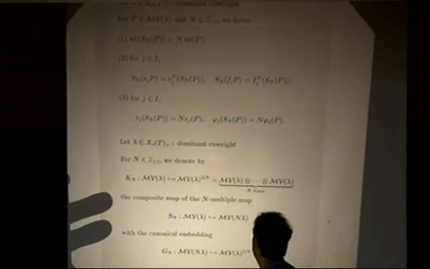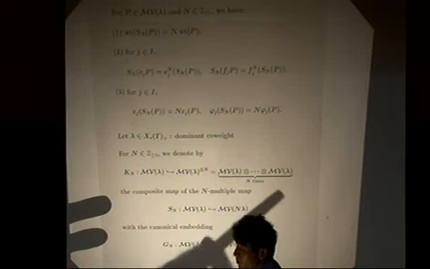Now let us introduce the following notation. Let lambda be a dominant co-weight, and for a positive integer n, we denote by K_n a map from MV_lambda into MV_lambda times n, which is a tensor product, MV_lambda tensor MV_lambda, n times, which is defined to be the composite map of the n-multiple map defined above with the canonical embedding of MV_{n lambda} into MV_lambda times n.